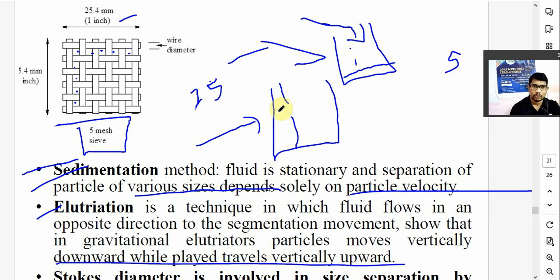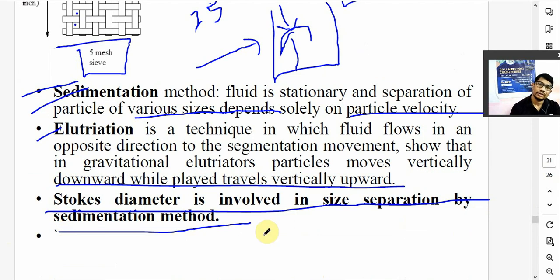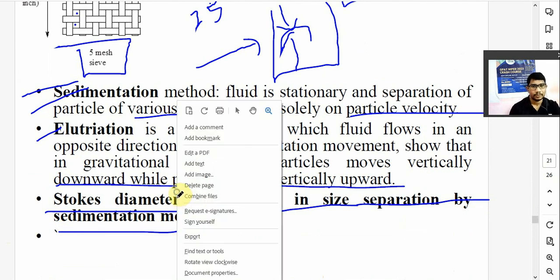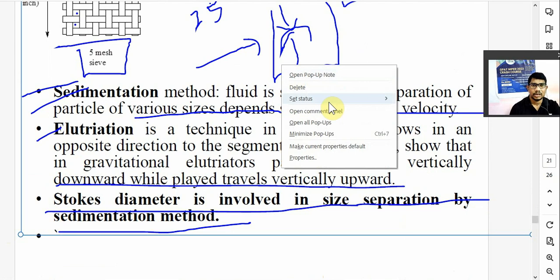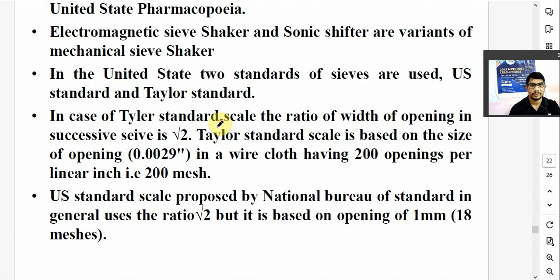तो particles जो है ना वो downward movement करेंगे in case of gravitational elutriators and जो fluid है वो upward movement करेगा. Remember the Stokes diameter is involved in the size separation by sedimentation. Stokes law क्या होता है वो we'll see somewhere else. Okay. So just remember over here, sieving method is there, sedimentation method is there, elutriation method is there, then centrifugation method is there. These are the methods for size separation.